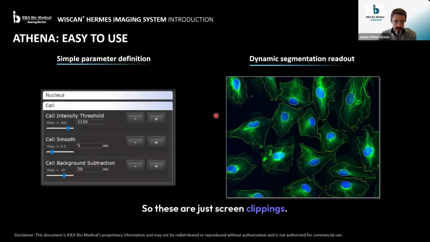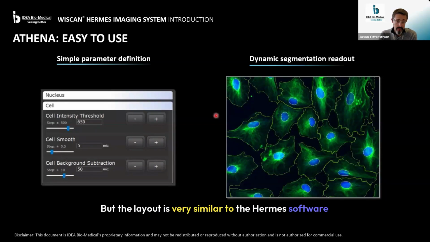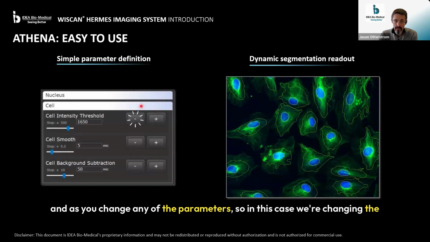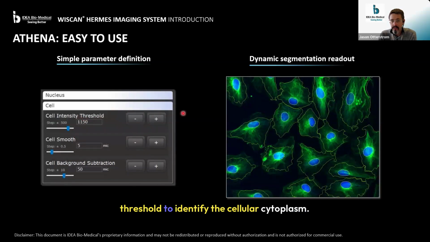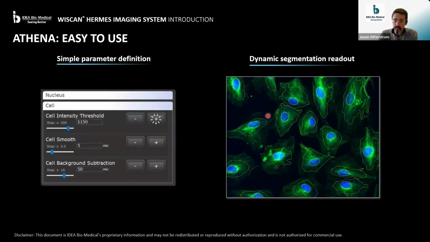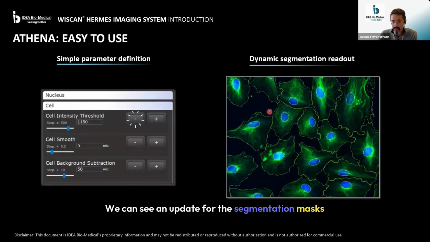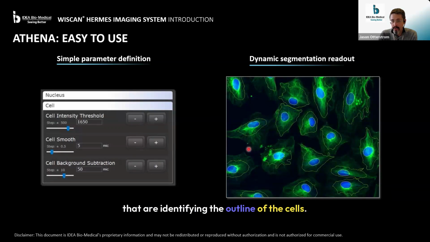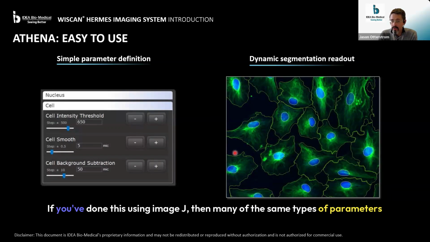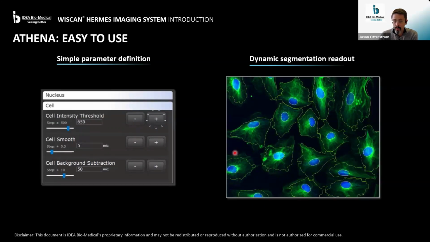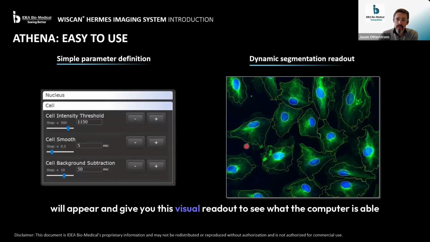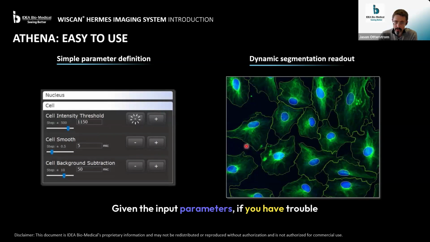So these are just screen clippings, but the layout is very similar to the Hermes software. And as you change any of the parameters, in this case, we're changing the threshold to identify the cellular cytoplasm, we can see an update for the segmentation masks that are identifying the outline of the cells. If you've done this using ImageJ, then many of the same types of parameters will appear and give you this visual readout to see what the computer is able to detect given the input parameters.